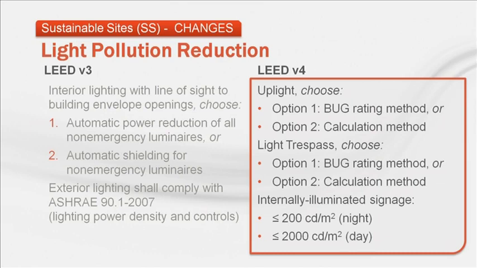For uplight and light trespass, users have 2 options to select. Users don't have to use the same methods for compliance. The first option is the backlight uplight glare method, known as BUG, defined by the Illuminating Engineering Society. The second option is to use a calculation method. For internally illuminated signage, this credit defines maximum allowable luminance for both nighttime and daytime hours. This is all I want to cover for sustainable sites.